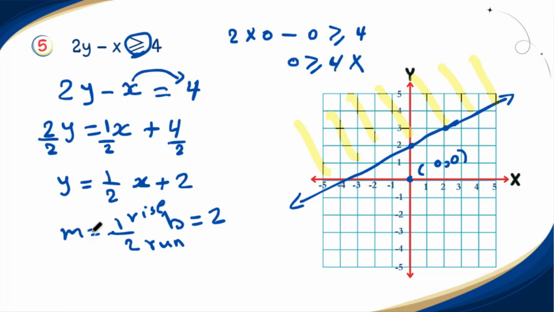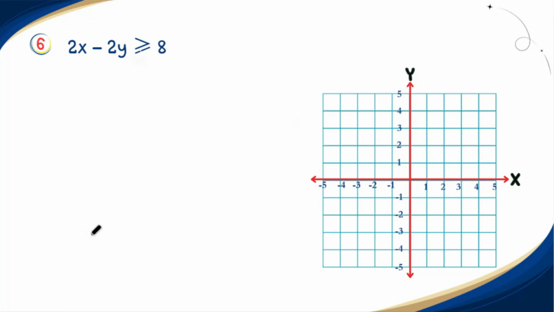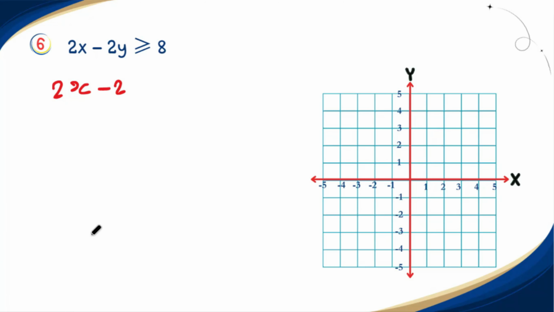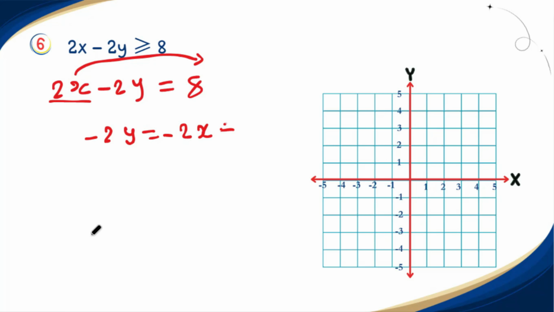Next question. 2x minus 2y more than or equal to 8. How can we do it? Okay, let's start with 2x minus 2y equals 8. We write it as an equation first to graph the boundary line. We need to make y alone. Then I need to move the 2x to the other side. Negative 2y equals, when we move it to the other side we change the sign, negative 2x, and this 8 stays positive 8.